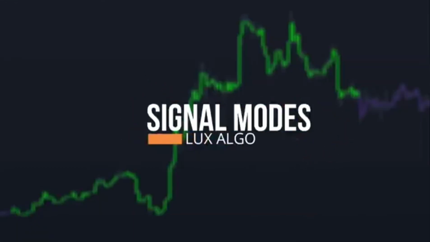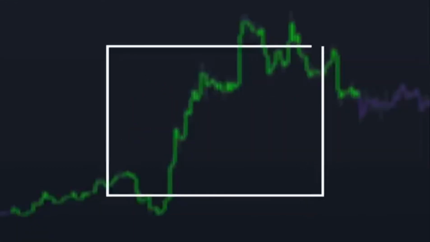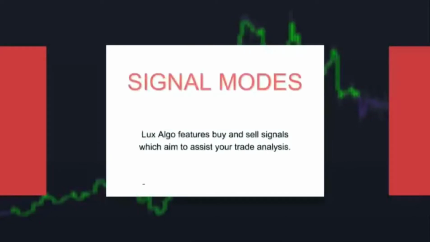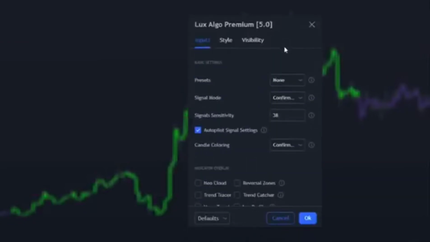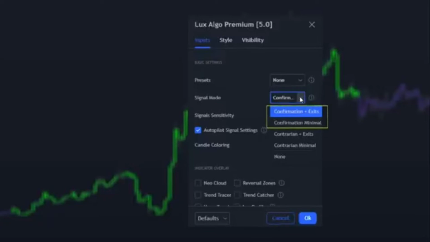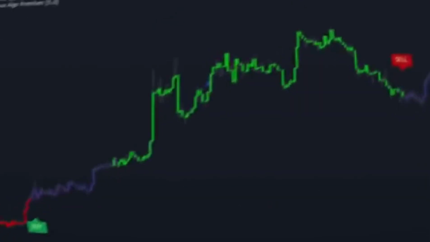First, let's look at signal modes. Lux Algo features buy and sell signals which aim to assist your trade analysis. From the settings within Lux Algo, you can select which type of signal you prefer. There are two main signal styles. You can select confirmation signals or contrarian signals, depending on your trading style.